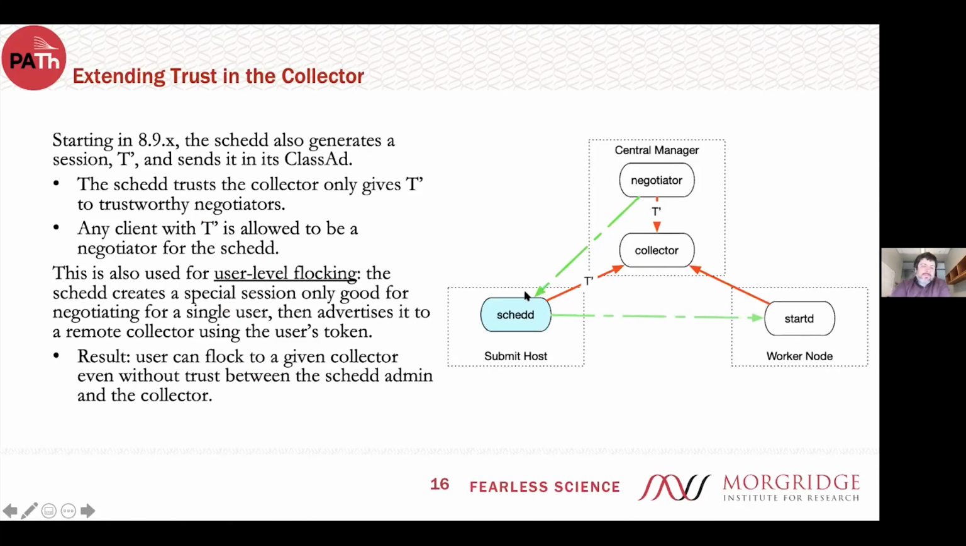sessions. In the last year, we've also been working on user level flocking, which allows, instead of the SCED level to be trusted by the collector, an individual user to be allowed to be trusted by a remote collector. And that allows a user to be able to utilize their ID token to flock only their particular jobs to a remote pool, instead of having that flocking relationship be at the daemon level.